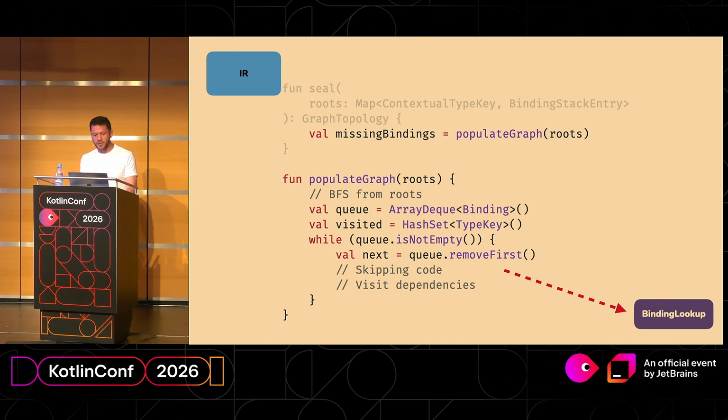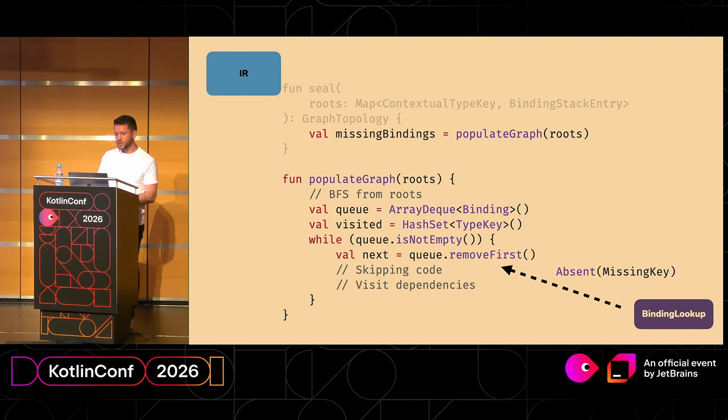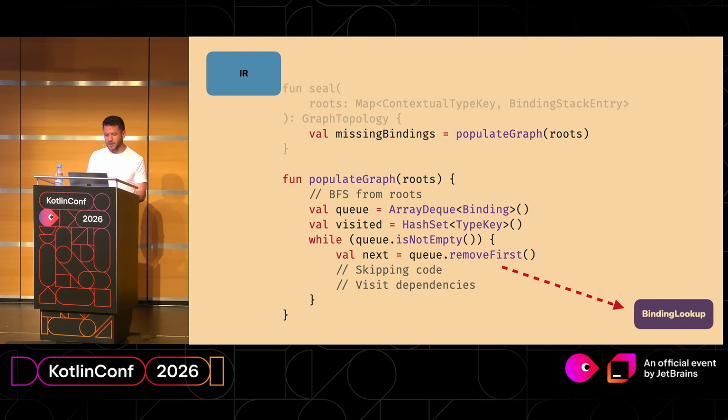Now, two things can happen here. If that dependency, which remember is a contextual type key in this case, reports that it has a default value, then we can report this as an absent value. And we can respect that in code gen later by just omitting that argument whenever we need to create that binding type. This is fine, but if we don't have a default, then we have a missing binding here.